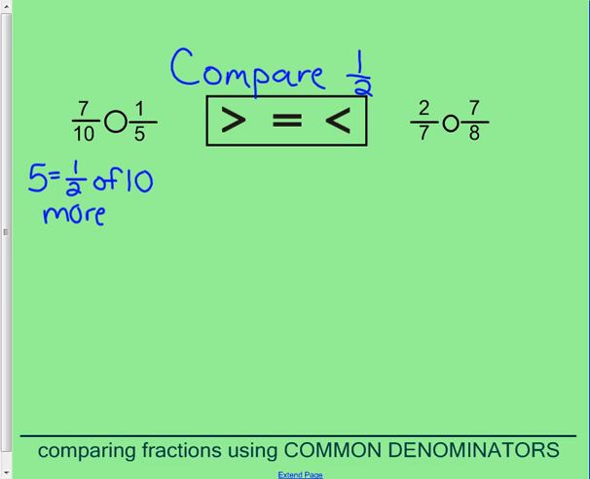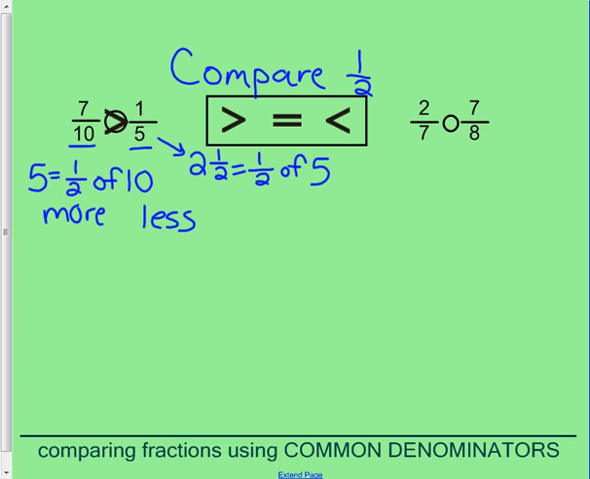Then let's look at 1 out of 5. I know that 2.5 is going to equal half of 5. So if I only have 1, I have less than half. So 7/10 is more than half, and 1/5 is less than half. When I think about that, I know that the one that's bigger than a half has to then be the bigger fraction. So I would put the greater than symbol right there in the middle.